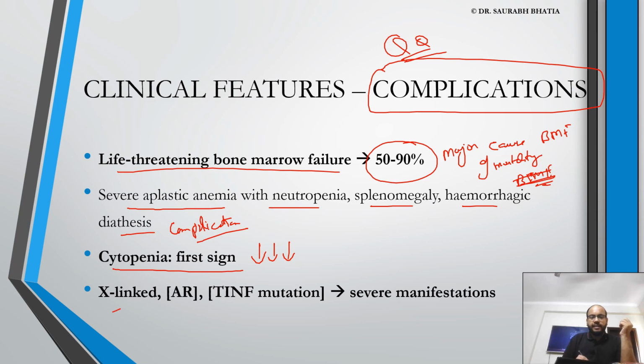Okay, X-linked DKC, autosomal recessive, like all recessive disorders, and DKC1 mutations. Remember, this is the same mutation which causes roughly about 10% of the cases. They have severe manifestations. The clinical involvement is much more severe as compared to the other different types of mutations that we usually see.